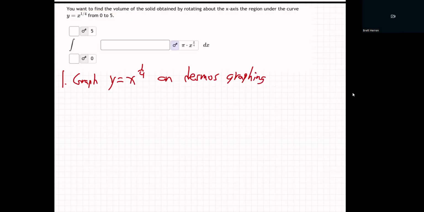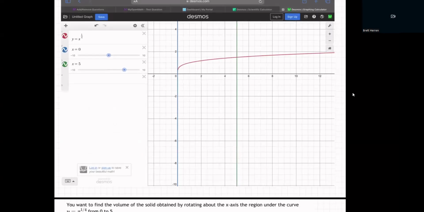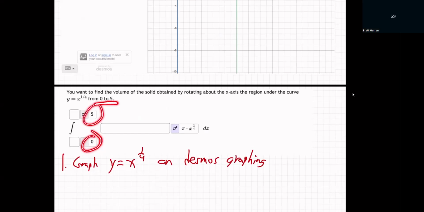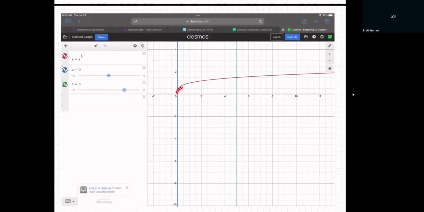And so if you do that, let me say I did that here. So I put in y equals x to the 1/4. I also put in x equals 0 and x equals 5 because that's what they said, from 0 to 5, right? These are 0 and 5. Okay, and here's the graph. So here's the function, in red, y equals x to the 1/4 from 0 to 5. So we're talking about this region right here.